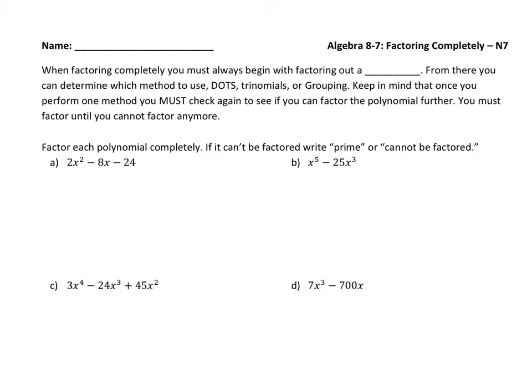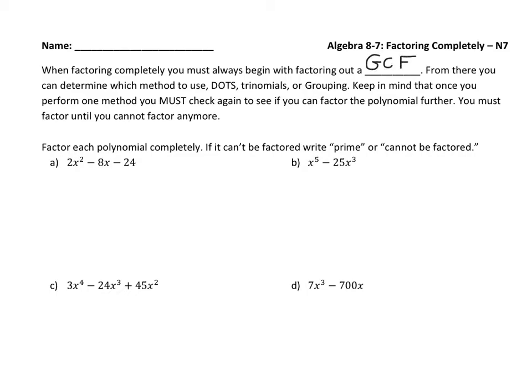Algebra, Unit 8, Lesson 7, Note 7, Factoring Completely. When factoring completely, you must always begin with factoring out a GCF. We've been saying that throughout the whole unit. And it still holds true. Okay? You always must look for that GCF.